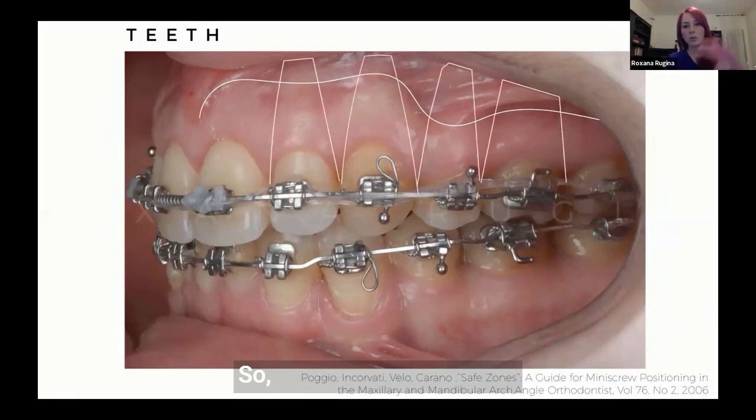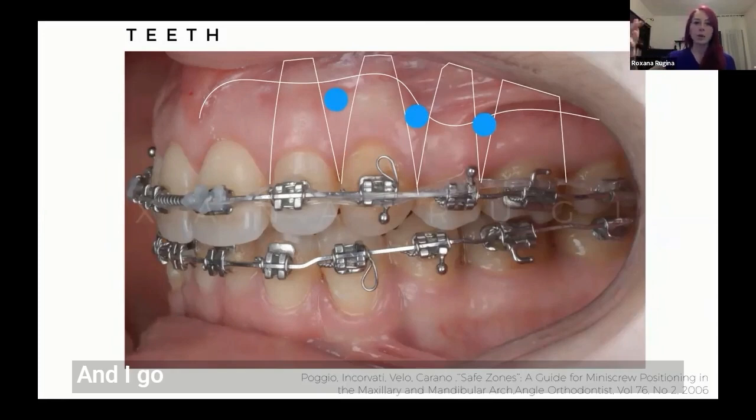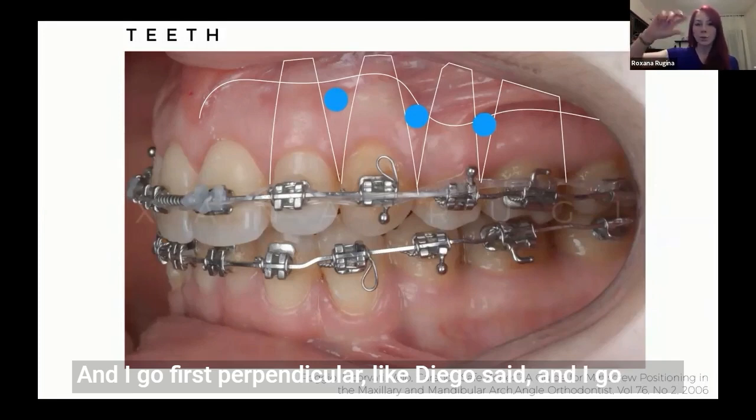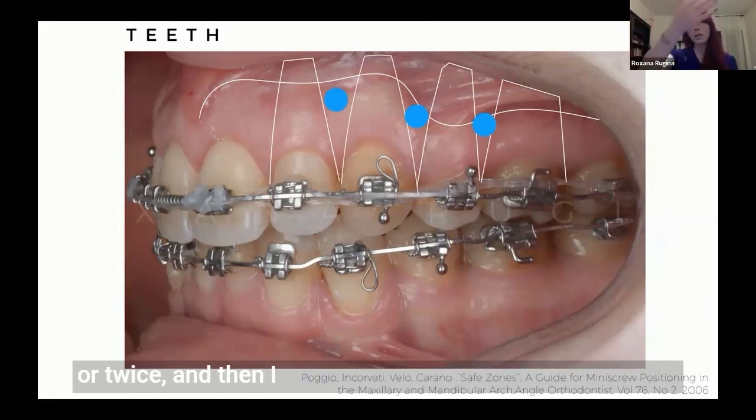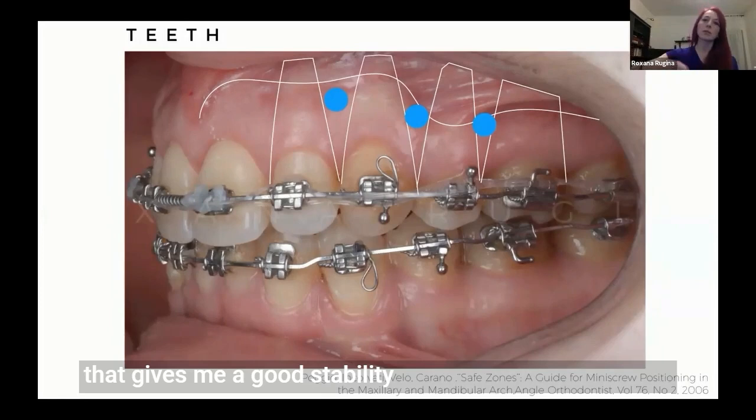So they would be like this, and we have the line between the attached and the mobile mucosa, and this gives us the point where we can insert our mini implants. And I go first perpendicular, like Diego said, and I go once or twice, and then I go up when I'm in the maxilla or down when I'm in the mandible, so I can get this 45-degree angle that gives me a good stability in the bone, in the cortical bone.